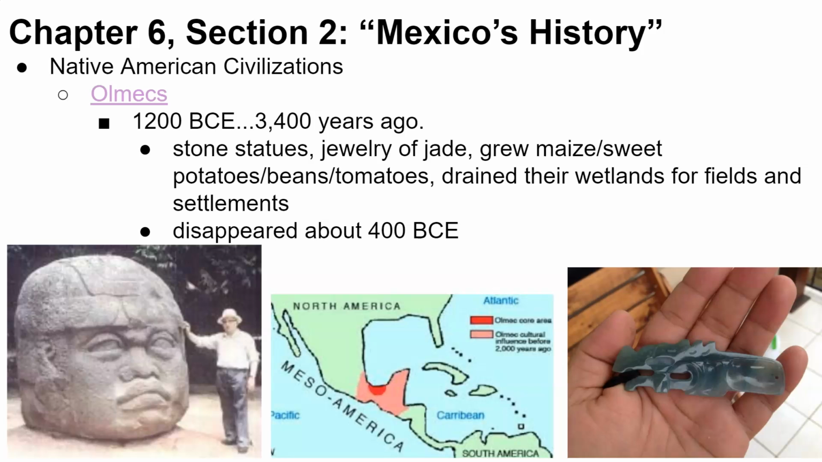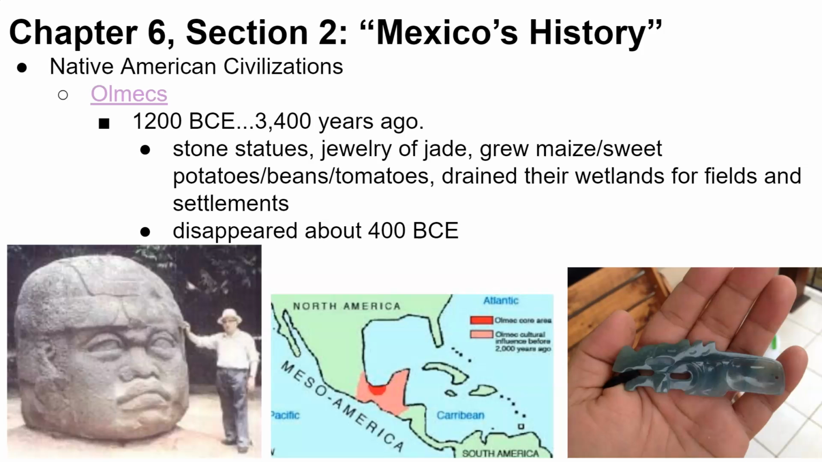The Olmecs existed right around, first examples we have are around 1200 BCE, before Common Era. So that's about 3,400 years ago. And one of the things that is very notable about the Olmecs is what they bring to this region, which later on will be redistributed to places like Europe. So, one of the things they're quite known for, you can see in the lower left hand corner here, are their very large stone statues.